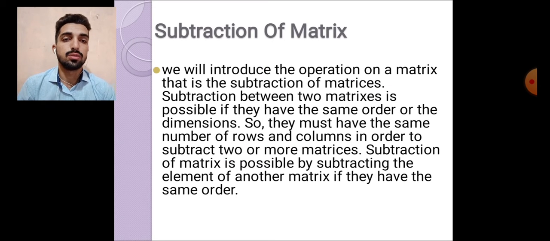Subtraction of matrices. We will introduce another operation on matrices, that is the subtraction of matrices. Subtraction between two matrices is possible if they have the same order or dimensions, so they must have the same number of rows and columns. Subtraction of matrices is done by subtracting the corresponding elements of the other matrix if they have the same order.